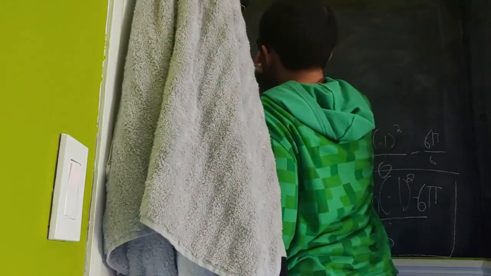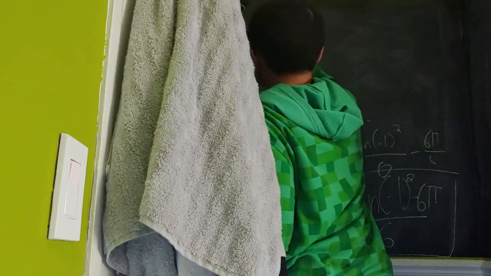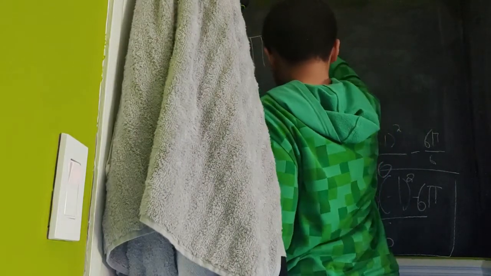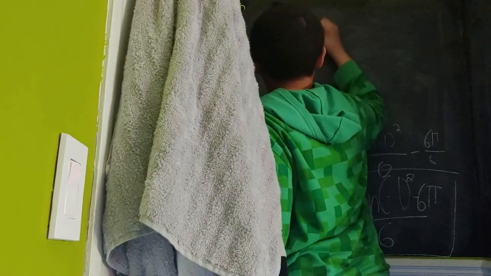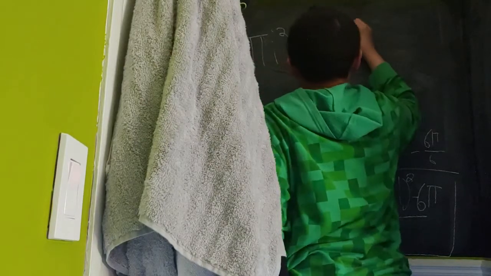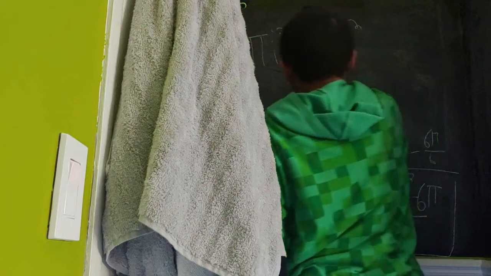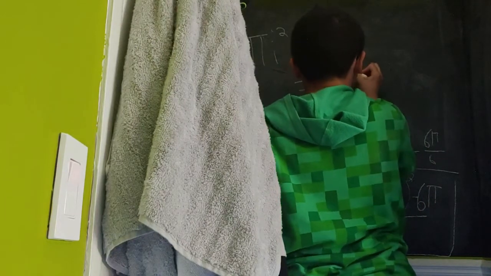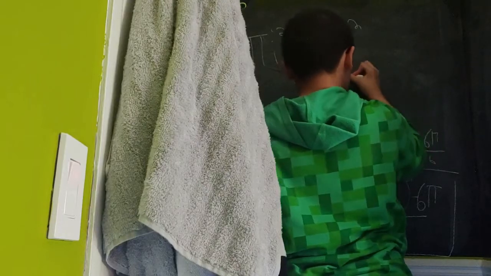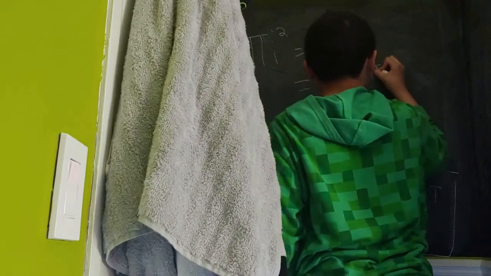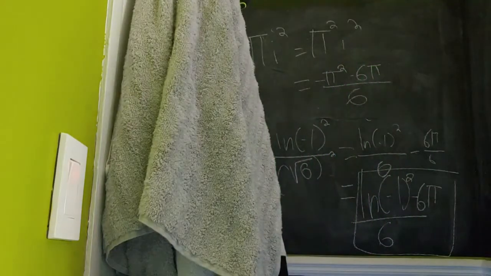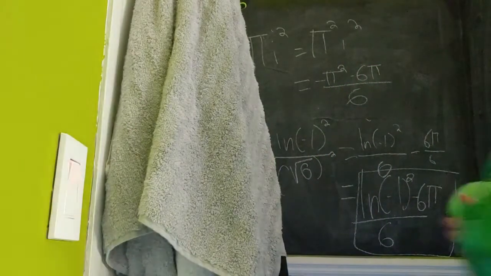So it's going to be the natural... No, it's going to be pi i squared. You know that equals pi squared i squared. That's going to equal negative pi squared. So negative pi squared minus 6 pi over 6. Now, I think we can simplify this.